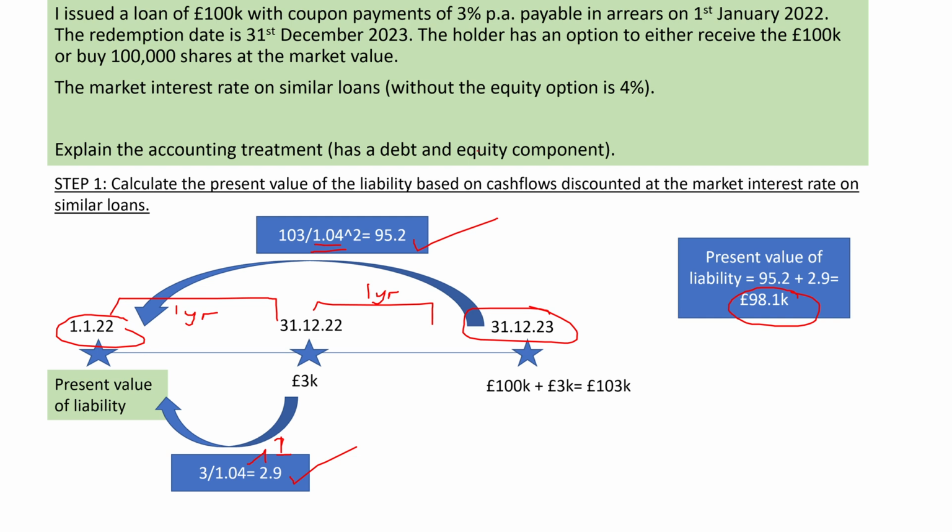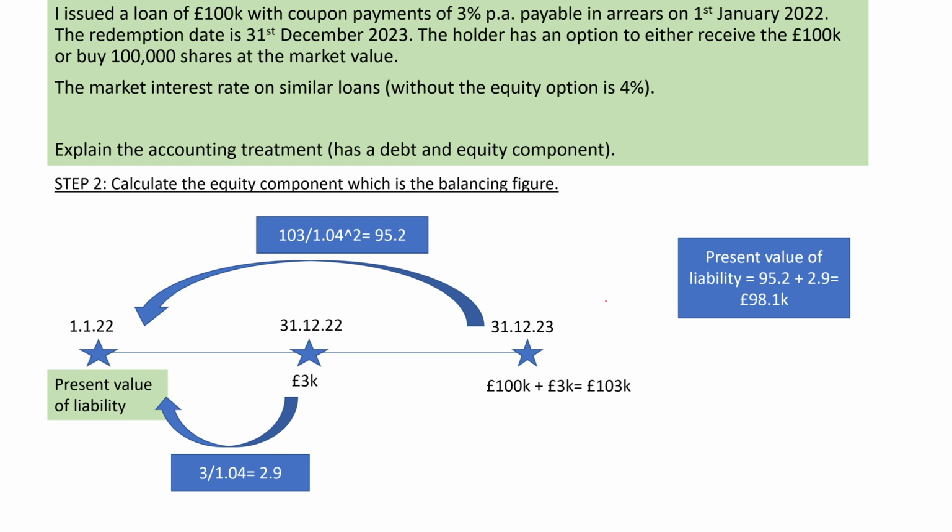The discount factor is based on the 4%. So I'm just going to put divided by 1 plus the discount factor to the power of number of years. I'm just being as clear as possible as to what we've done. So we've done that first of all, based on the cash flows.